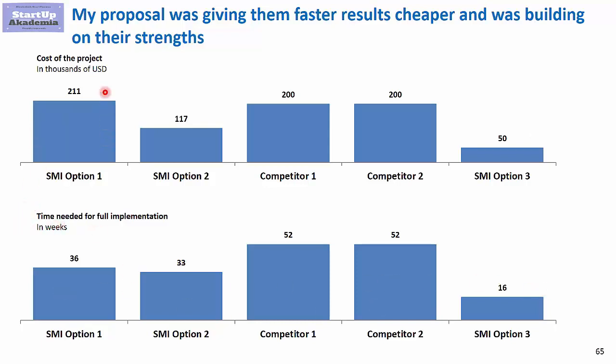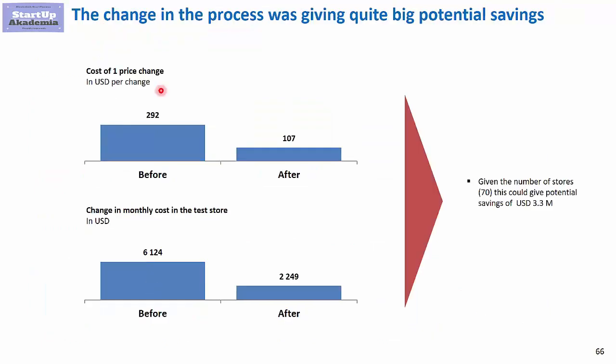So they can compare not only option to option when it comes to cost, but also in terms of time. The second shows you comparison of costs. We did cost optimization for one of our customers, and here we show that we went down in terms of cost of one execution from 292 to 107, and in total how much it means for the test store we looked for, and here also how much it would be in terms of savings for the whole retail chain.